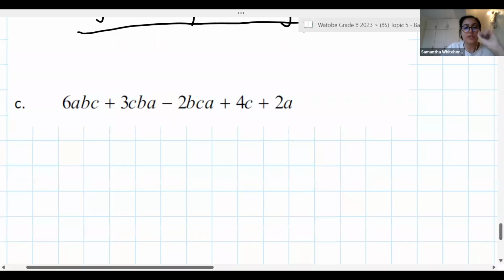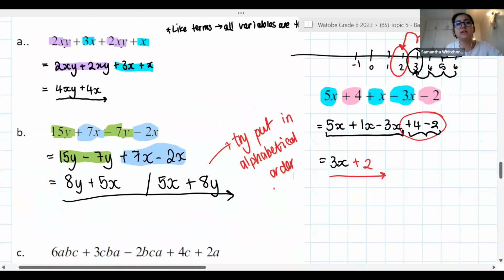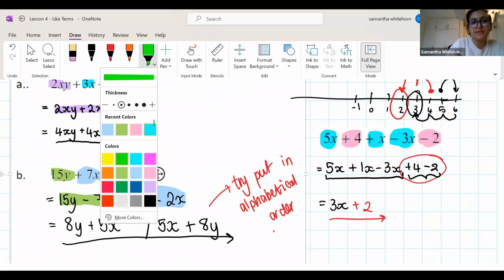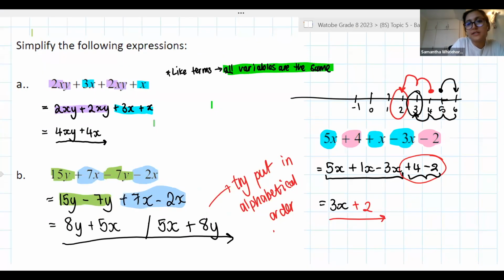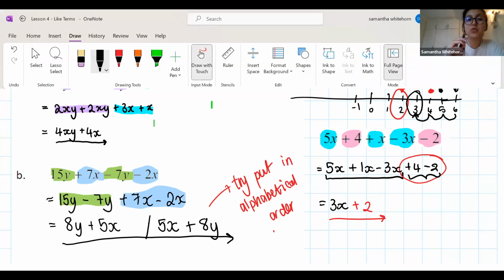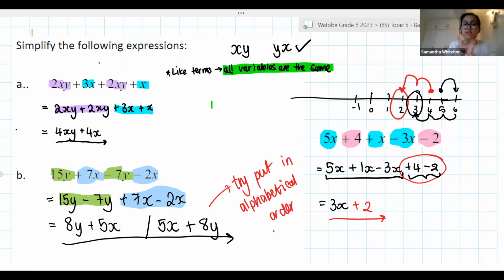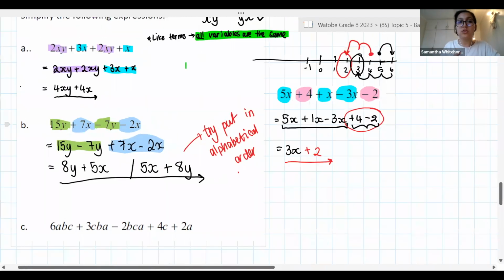Right. I'm just going to help a little bit here. Remember we said right at the beginning of these examples, we made a very clear statement that all variables are the same. I didn't say that the variables have to be in the same order. You just have to have the same group of variables. So xy is a like term to yx. The variables are the same. Just because they're in a different order doesn't mean that they're different. You have an x, you have an x, you have a y, you have a y. We're fine with that.